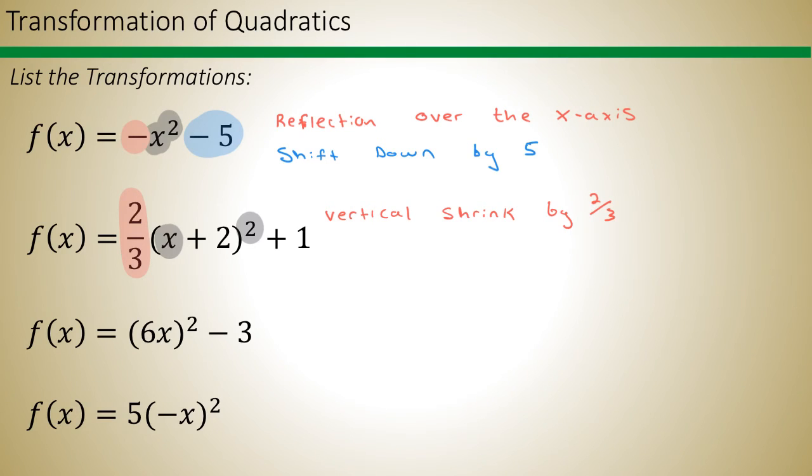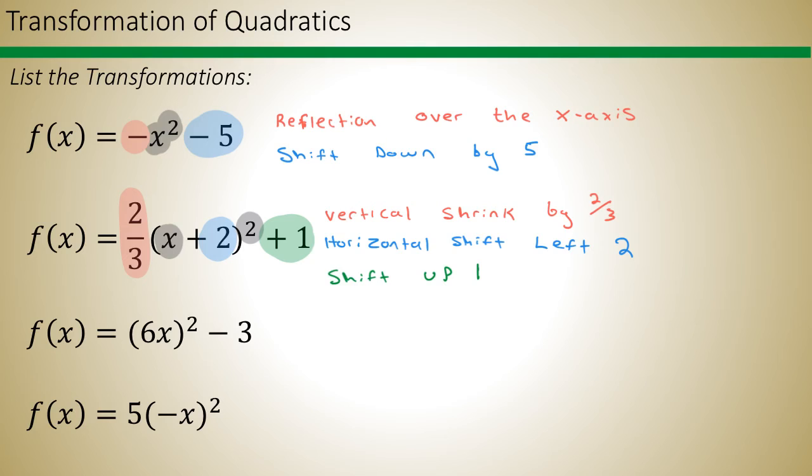Okay, the +2 on the inside, that is going to be a horizontal shift. Since it's positive, it's actually going to go to the left. So we're going to have a horizontal shift left by 2. Okay, and then the last thing we see is this +1 out here. That is going to be a vertical shift, and I can just write shift up 1. And there is all of our transformations on that one.